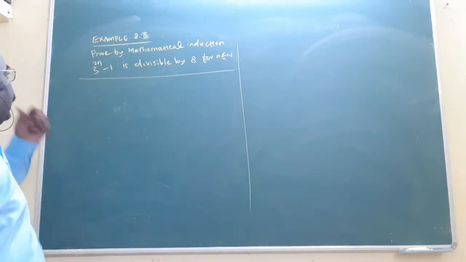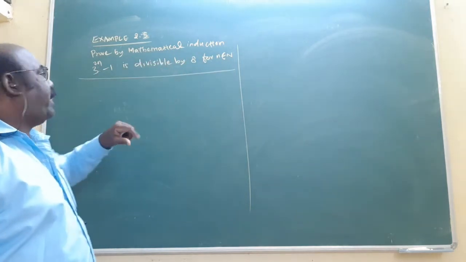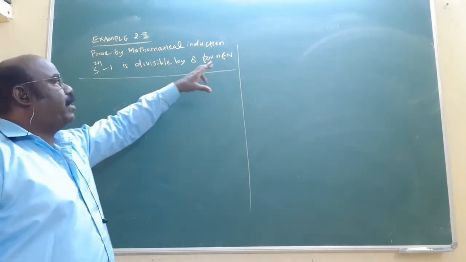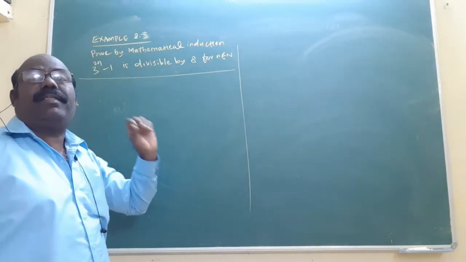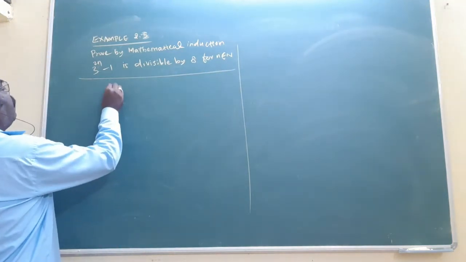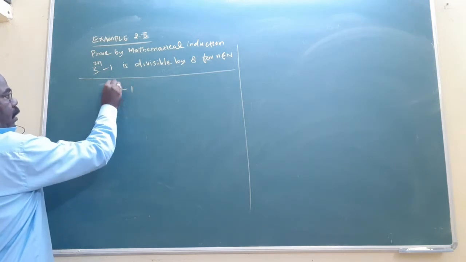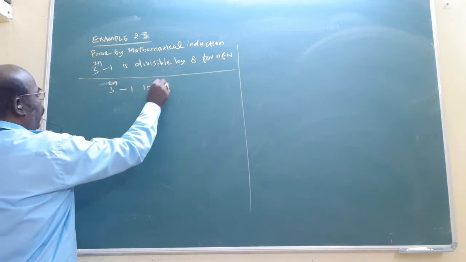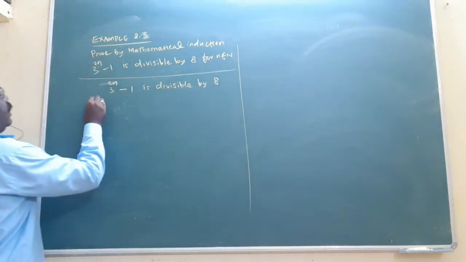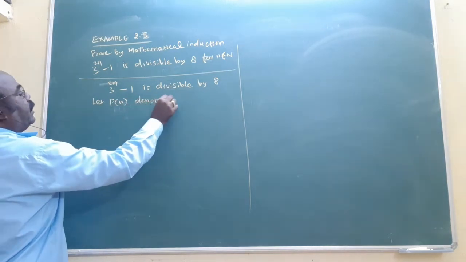Now listen here. Example 2.5. Prove by mathematical induction that 3 power 2n minus 1 is divisible by 8 for all n belongs to capital N. That is given. Now, what did I tell you? Write the statement: 3 power 2n minus 1 is divisible by 8. This is given. Let, as usual, P of n denote the statement.